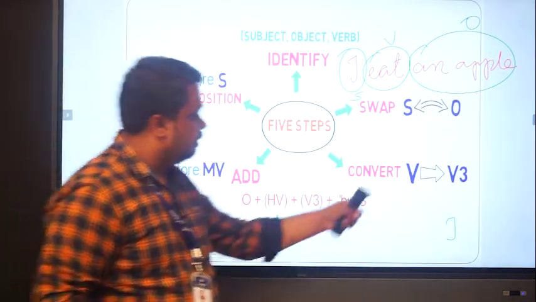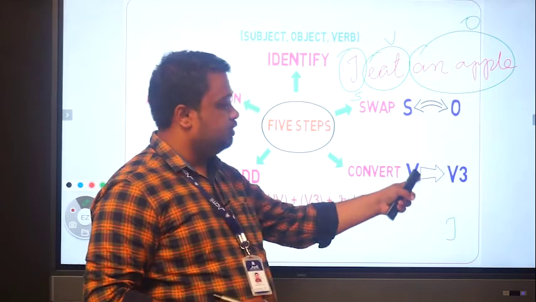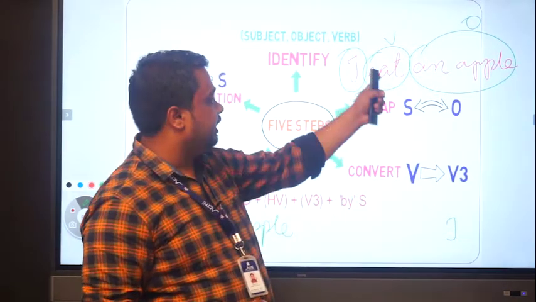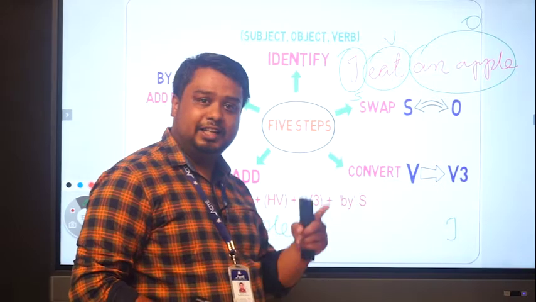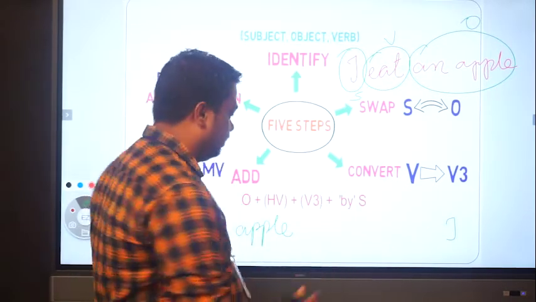What is the third step? Convert. Convert the verb into verb 3. What is the verb here? "Eat." What is the third form of eat? Eat, ate, eaten. Right.